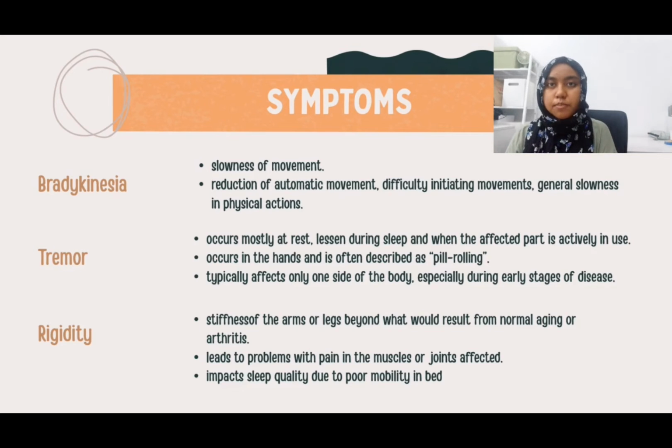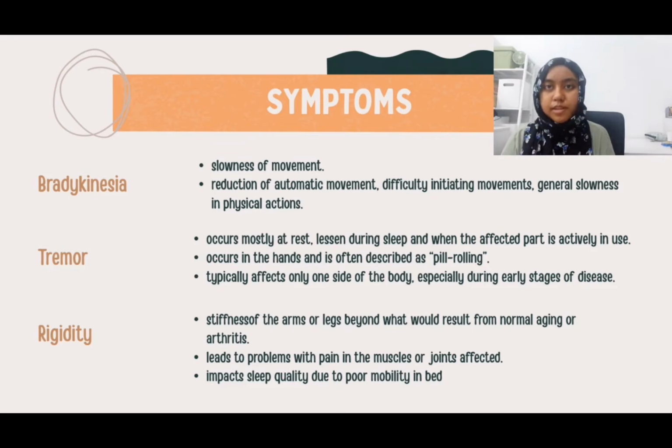Rigidity, while rarely the main symptom early in Parkinson's, is experienced as a stiffness of the arms or legs beyond what would result from normal aging or arthritis. Stiffness can occur on one or both sides of the body and contribute to a decreased range of motion. This can lead to problems with pain in the muscles or joints affected. Rigidity can also negatively impact sleep quality. Stiffness in the late evening and poor mobility in bed make it hard to fall and stay asleep at night. Bradykinesia, along with either tremor or rigidity, must be present for a Parkinson's disease diagnosis to be considered.